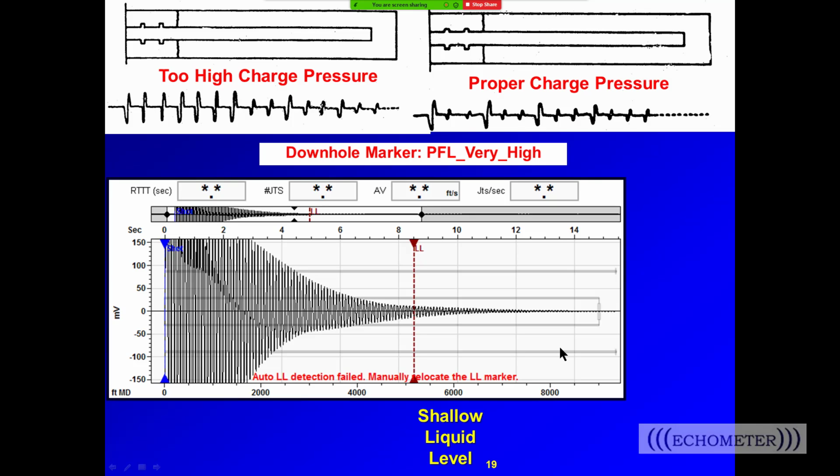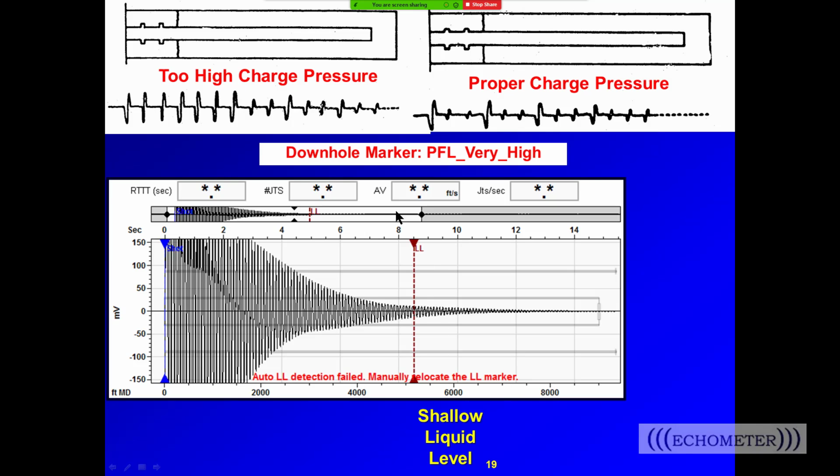So when that happens, and the TWM or the TAM software can't pick the liquid level, then usually it'll put the liquid level right at 8.5 seconds. So right here on this acoustic trace, the liquid level has been selected by the software at 8.5 seconds. But it tells us the automatic liquid level detection failed. You need to manually relocate the liquid level marker.